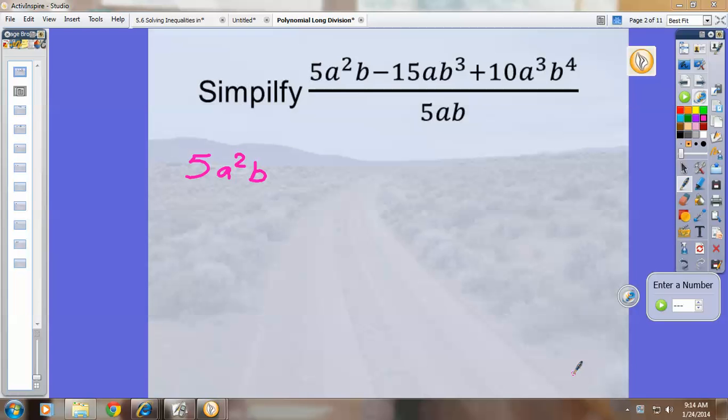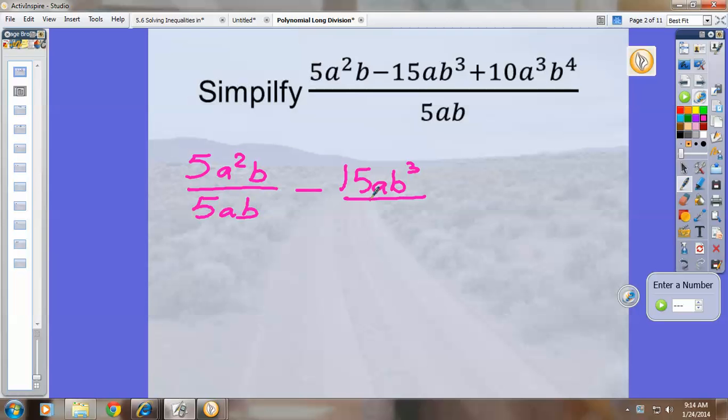So we're taking 5a squared b and we're dividing that term by 5ab. And then we're going to take the second term, negative 15ab cubed, and we're going to divide that by 5ab. Guys, you should be writing this down into your notes. Please, write it into your notes. And then we're going to take our third term, 10a cubed b to the fourth. We're dividing that by 5ab.